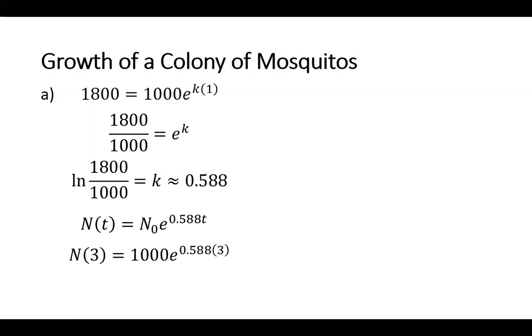So we have our initial value of 1,000. We want to see how many we're going to have after three days. So we go through and do the calculation. We find out approximately 5,836. Now with this, round to a whole number, because we can't have part of a mosquito, and we're looking for approximately how many. So rounding up and rounding down, we just use our standard rounding methods.